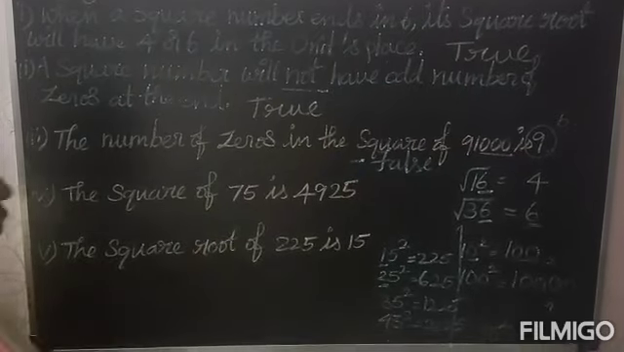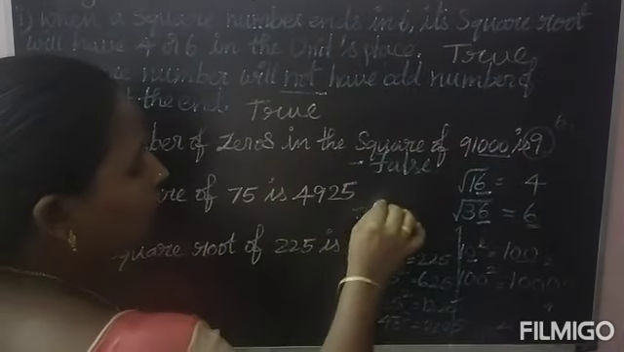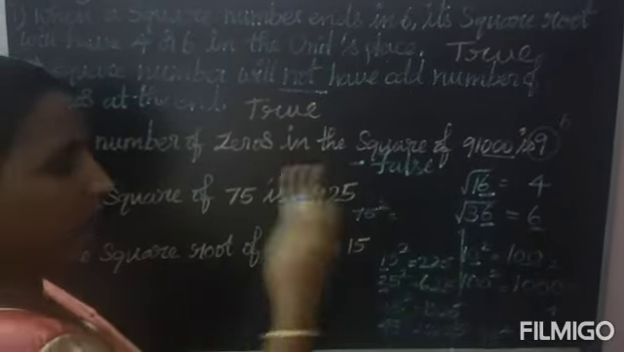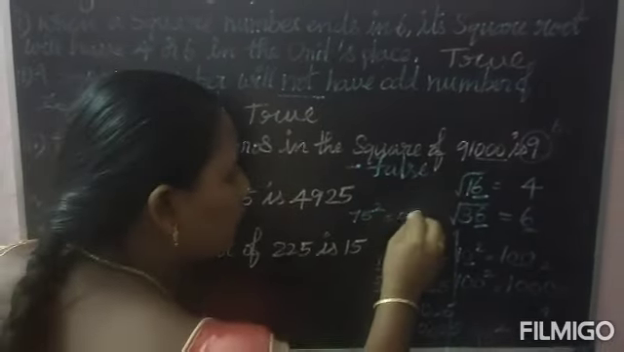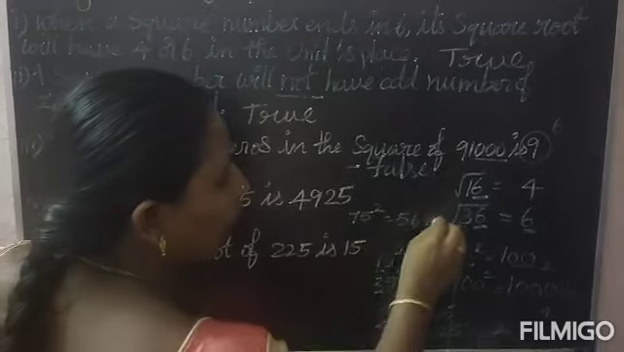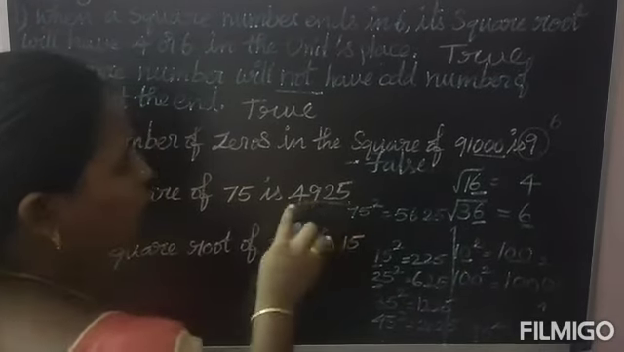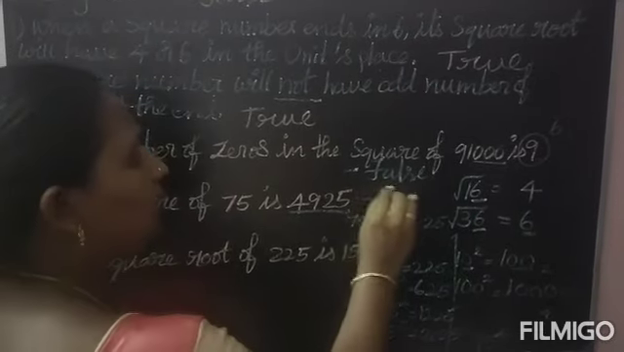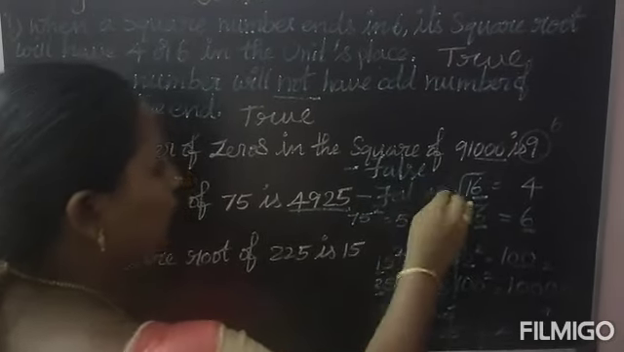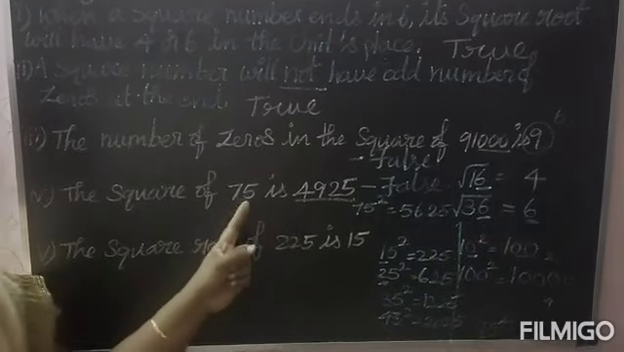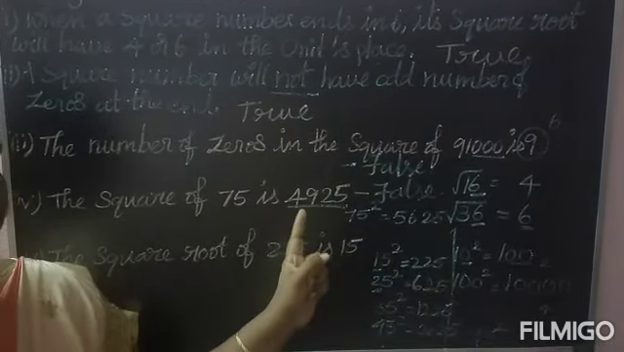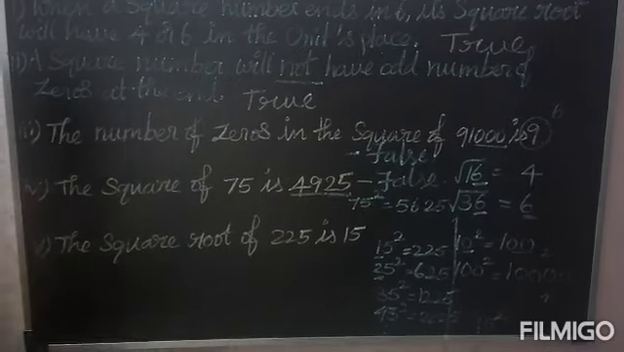Here they ask 75 square. So find now, 75 square equal to 7 next number what? 8. 7 8s are 56. 5 square 25. So here they given 4,925. So it is a false statement. So what is the square of 75? 5,625, but they given 4,925. So it is a false statement.